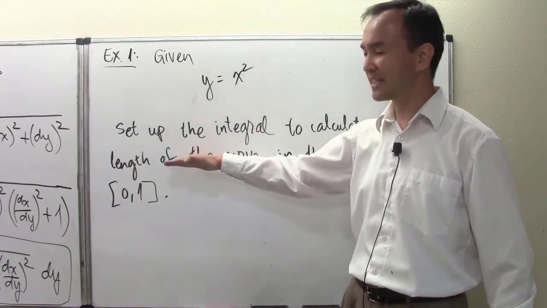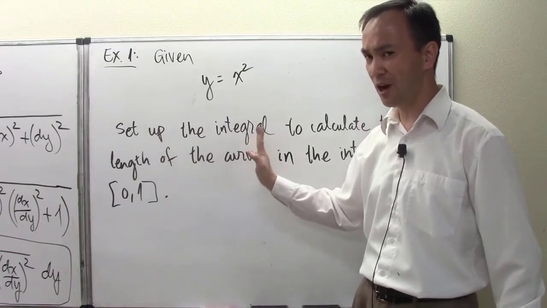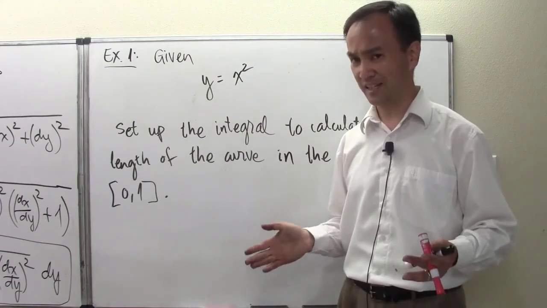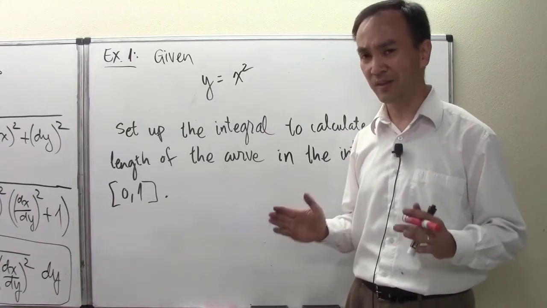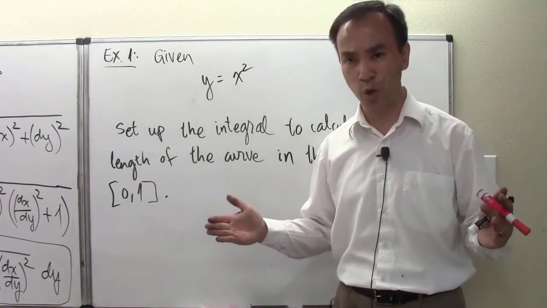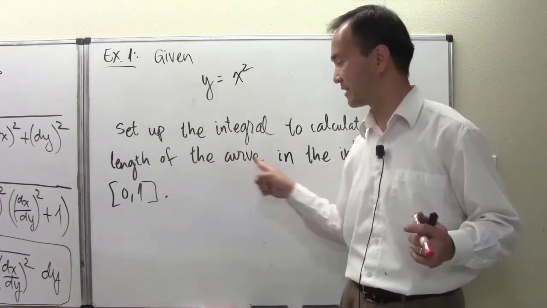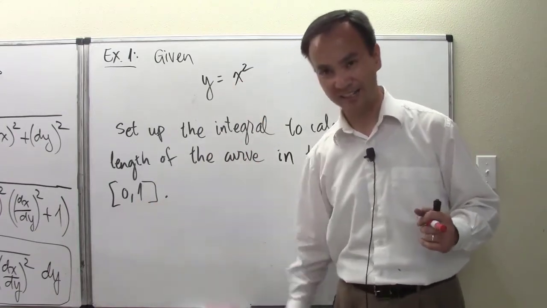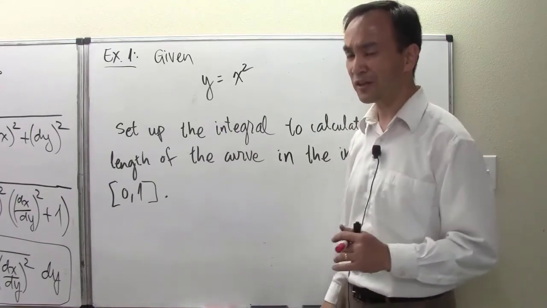The problem here is asking us to set up the integral, but did not really ask us to go all the way to the end and evaluate that integral yet. But set up the integral, the kind of integral that once we evaluate it, it will get us the length of this curve in between 0 and 1 on the x-axis. Okay, let's have a picture.